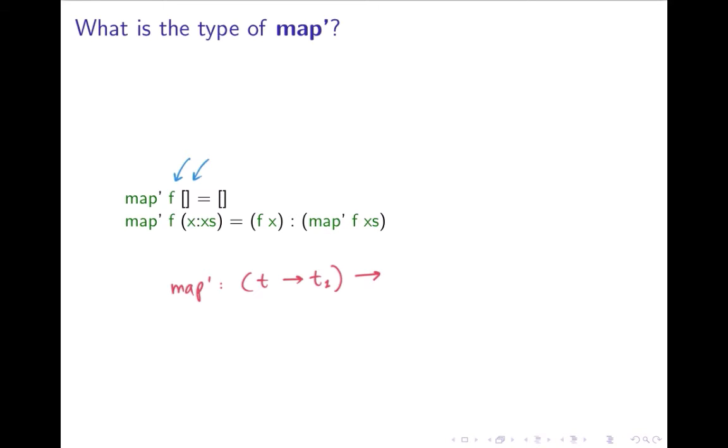its second argument is a list, and since f is applied to the elements of the list, and we can see that f is of type t to t1, we see that the second argument must be a t list. And we see that the resulting list is a list of elements of type t1, so the result type of this function is a t1 list. Let's see what Haskell says about this.